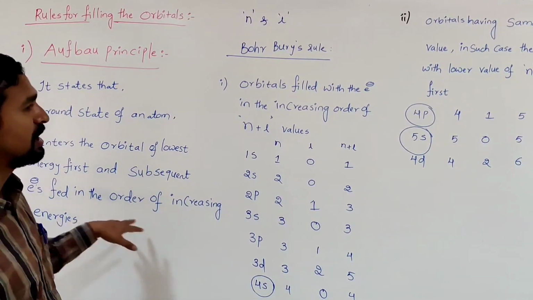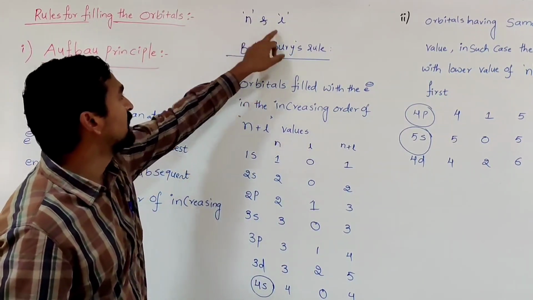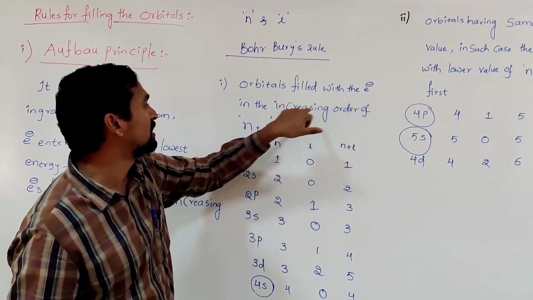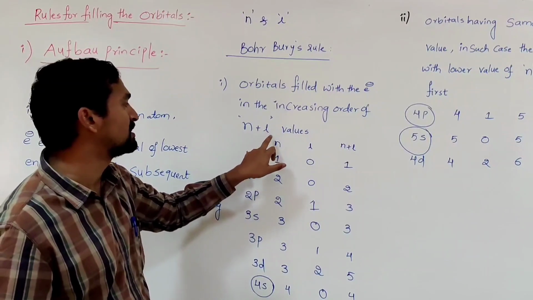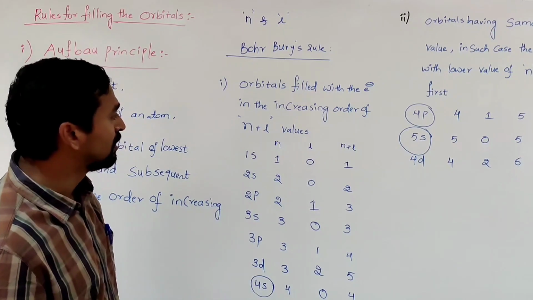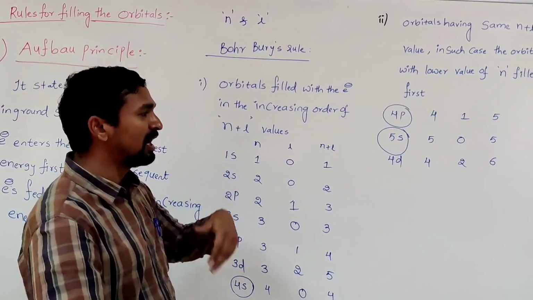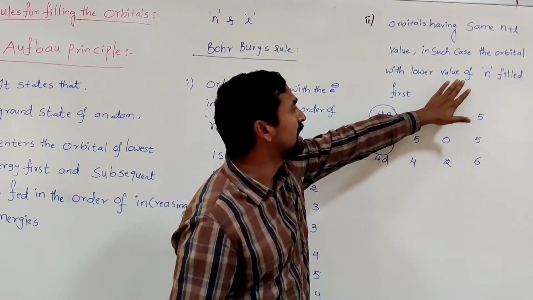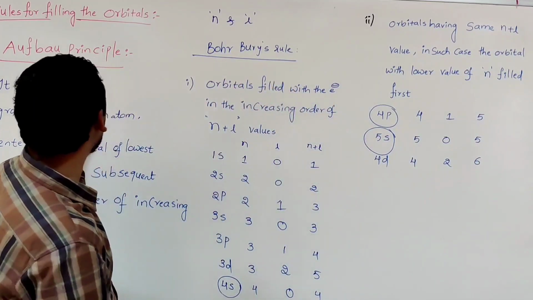How can you determine the energy of the electron? With the help of two quantum numbers, n and L. Based on that, one rule was proposed. What is that? The n plus L rule, that is the Aufbau rule. Orbitals are filled with electrons in the increasing order of their n plus L value. So we need to determine the energy in terms of the n plus L value. Whichever has the lower n plus L value, into that the electron first enters. Then the electron enters the next orbital. While calculating the n plus L value, if any two orbitals have the same n plus L value, in that case the electrons enter the orbital which has the lower value of n. This is about the Aufbau principle.